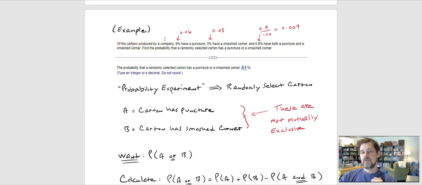So we'll just have to accept this scenario at face value. We're not in a position to argue with it or anything, but here's what it says. It says, of the cartons produced by a company.